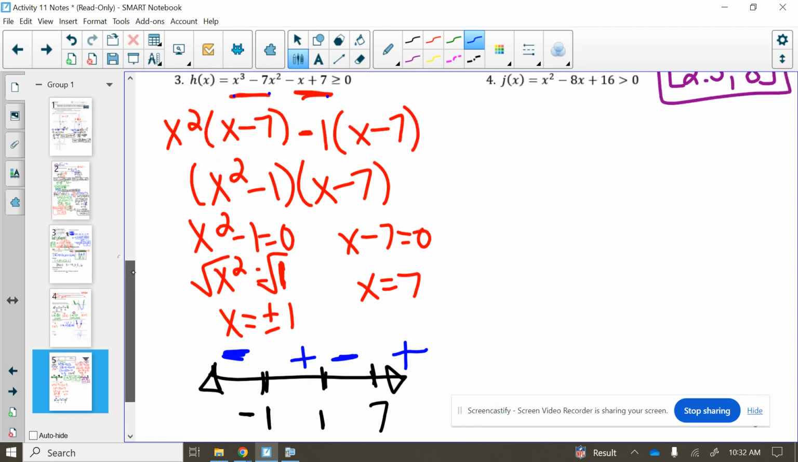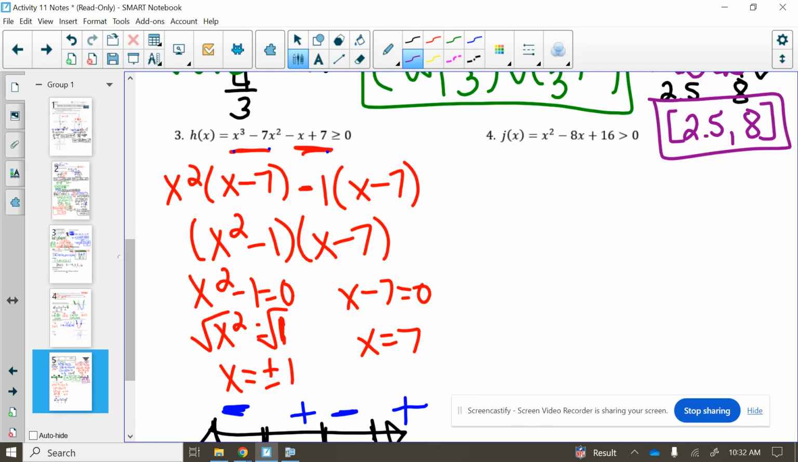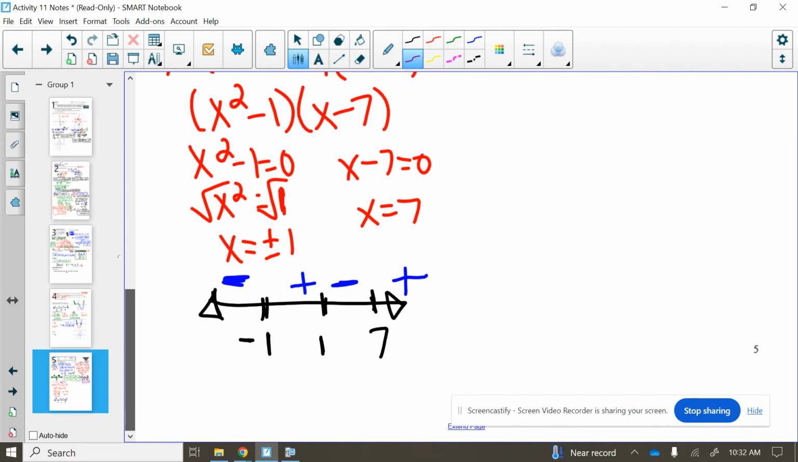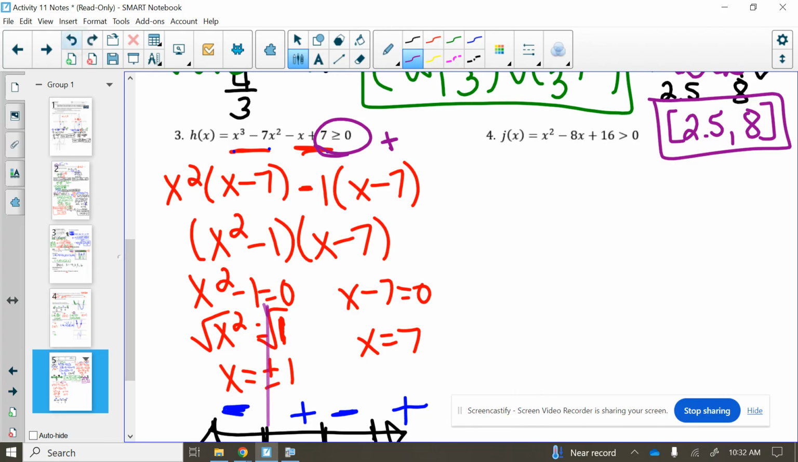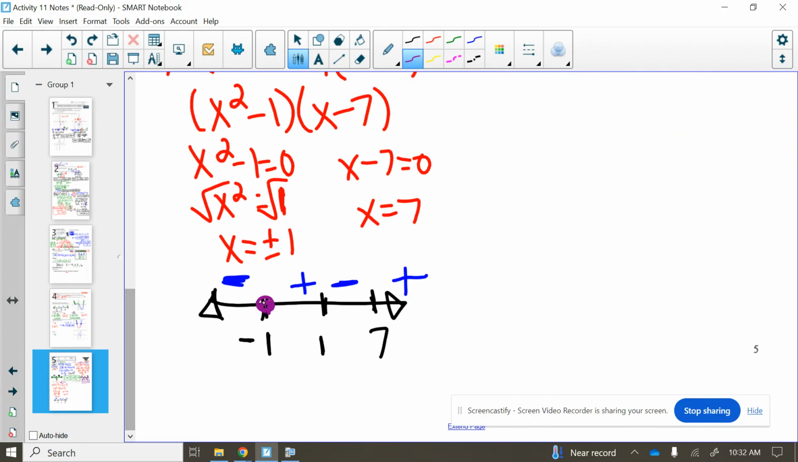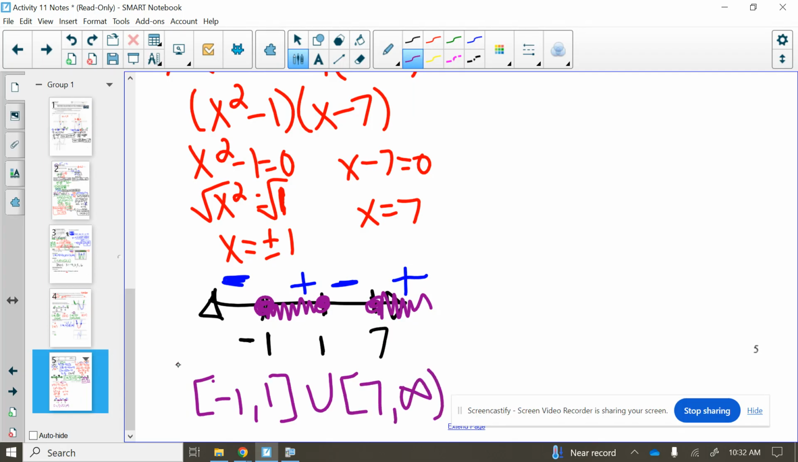So what we see then is we want our answers to be the regions where we are greater than or equal to 0, aka the positive areas. And again, we are going to include the zeros this time, so closed circles. And anywhere we see a positive, we are going to shade. So my regions this time are between negative 1 and 1, greater than or equal to 0, and then from 7 to infinity, with a bracket this time, because we are including those zeros.